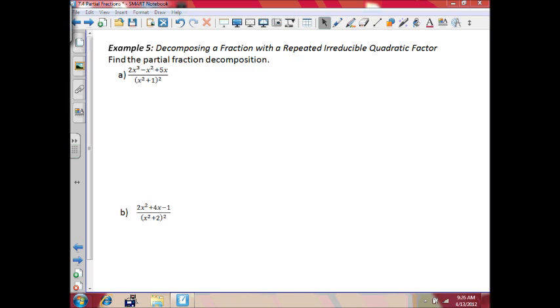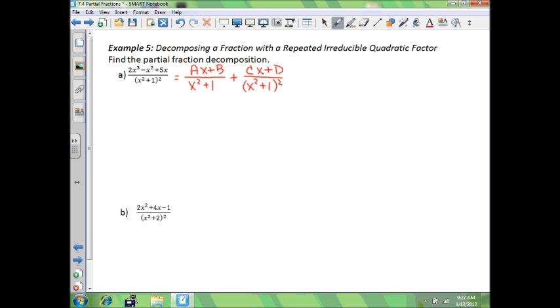Now in example 5, we're going to be decomposing a fraction with a repeated irreducible quadratic factor. I know it sounds like a lot of fun, and it is. So when we do this, because it's an irreducible quadratic factor, there's really nothing to factor on the bottom there. So I'll end up with ax plus b over x squared plus 1 plus cx plus d over x squared plus 1 squared, which means 2x cubed minus x squared plus 5x will equal ax plus b.